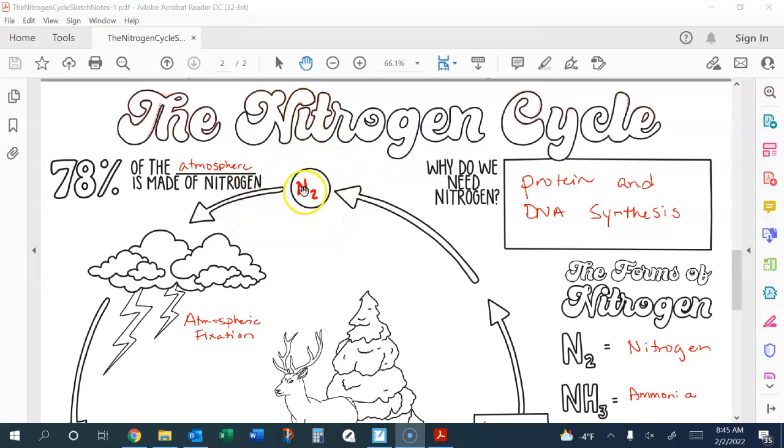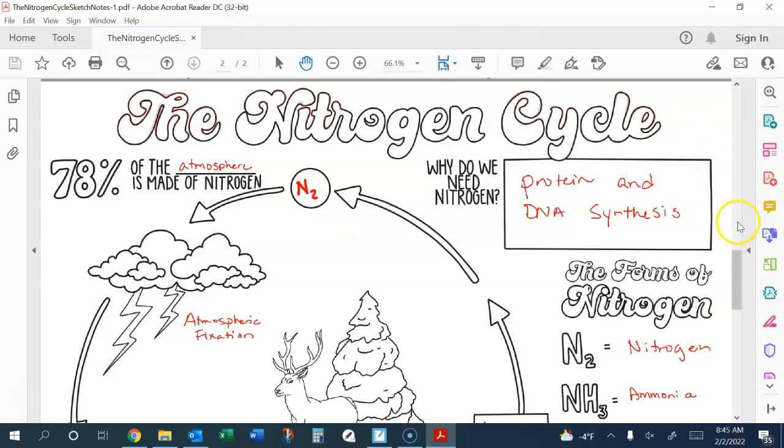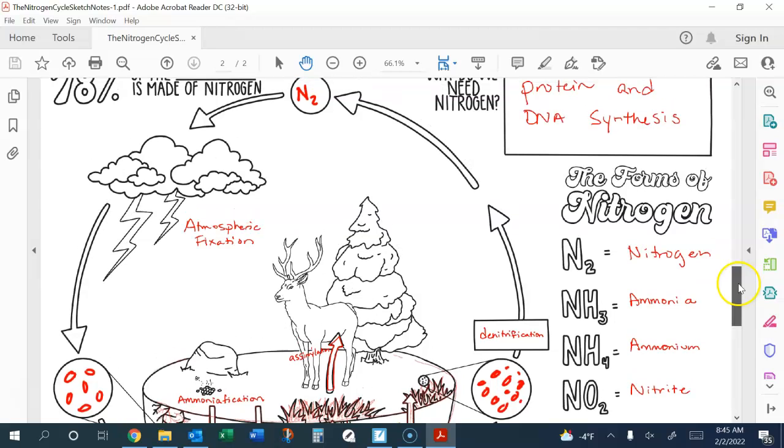Now we breathe this in and out, but your body can't use it. We need to change it to a different form in order for your body to use it. And there's a couple of ways to do that. So if you follow the arrows here, one way that we can change nitrogen gas into another form is by using lightning. Lightning has a high amount of energy. It'll take those 2 atoms and break them apart, and then they can combine with other atoms like oxygen or hydrogen in order to make new chemicals. Okay, and that's called atmosphere fixation. Okay, because we're changing it still up in the air.